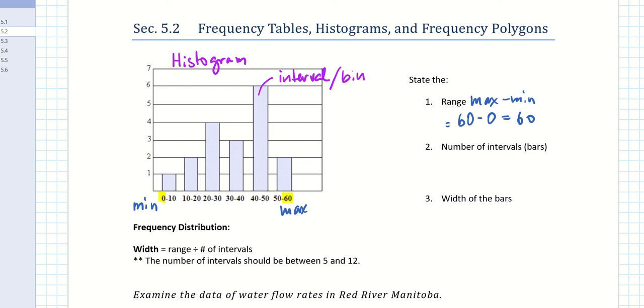The next question is number of intervals or bars. Well, in this case, if you have a histogram, you can just count the bars, right? This is 1, 2, 3, 4, 5, and 6. So in this case, we have 6.